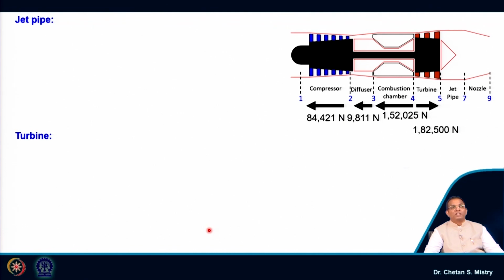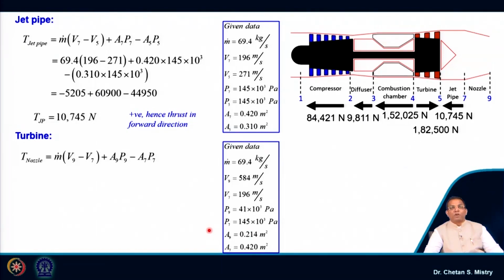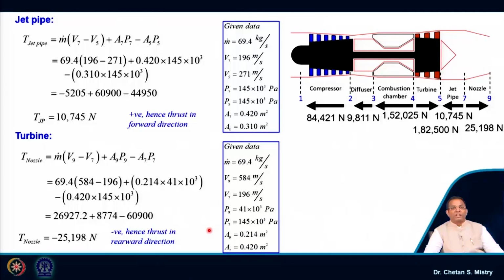If we consider our next component, that is my jet pipe, we can calculate the thrust for this jet pipe. That thrust is again coming out positive, which means it is generating thrust in the forward direction. And the next component we have is my nozzle, and if we calculate the thrust for that nozzle, it comes out negative, which means the thrust will be in the rearward direction.